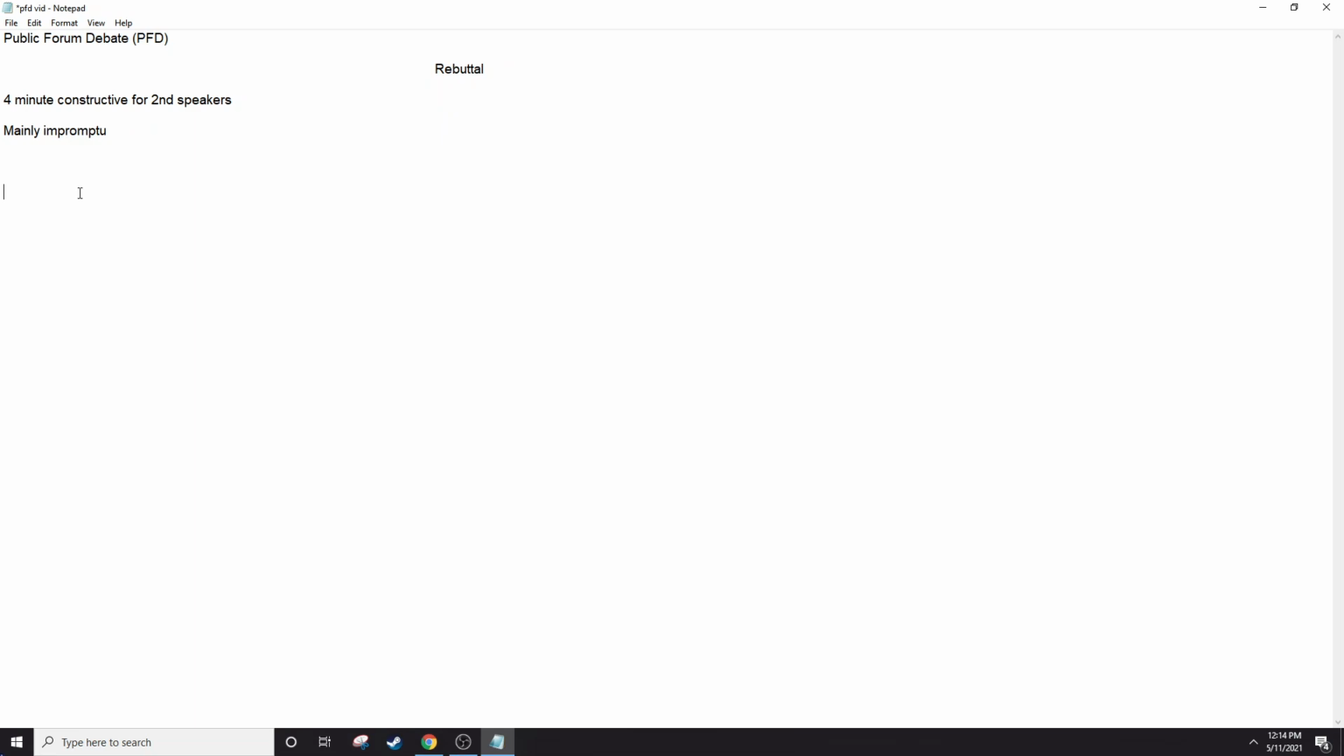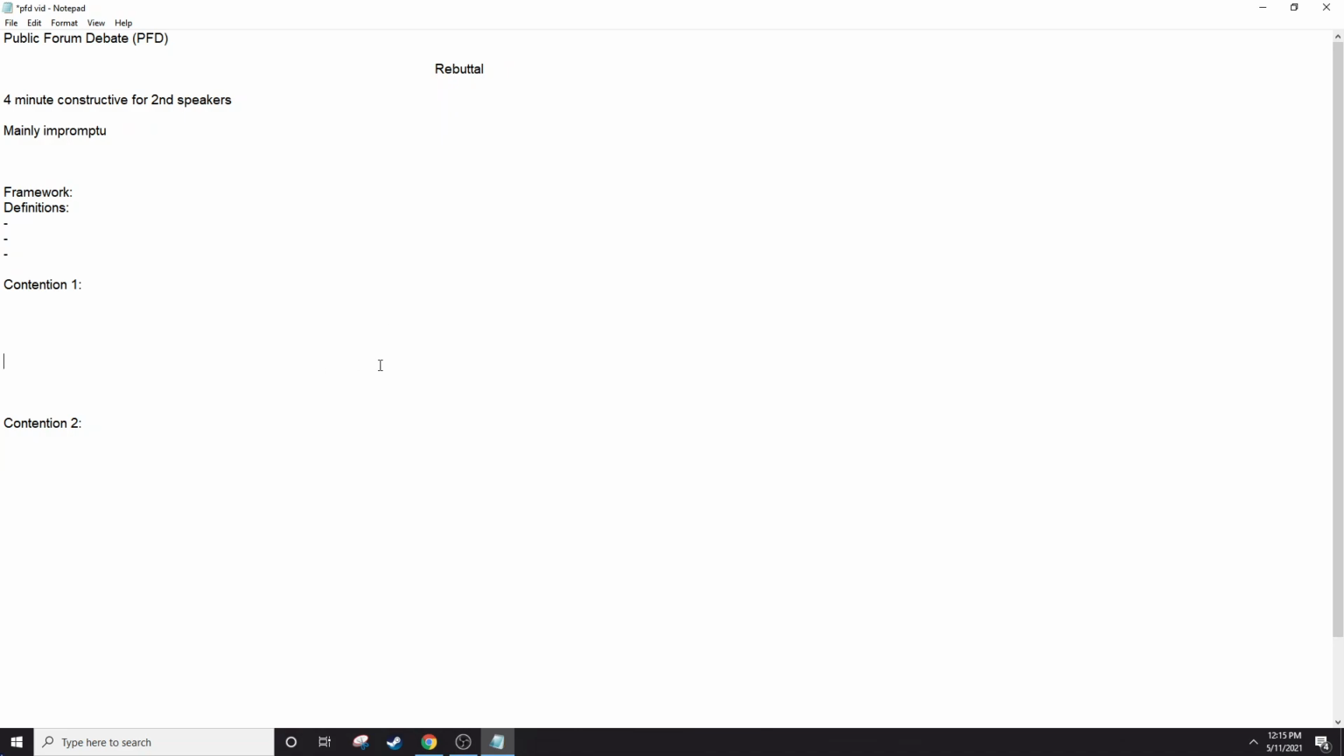But what I would do is I would write out framework, boom, definitions, boom, leave a couple spaces, okay? Then you would do contention 1, leave some space, contention 2, leave some space. Okay, and so this is all the structure your paper needs to have.